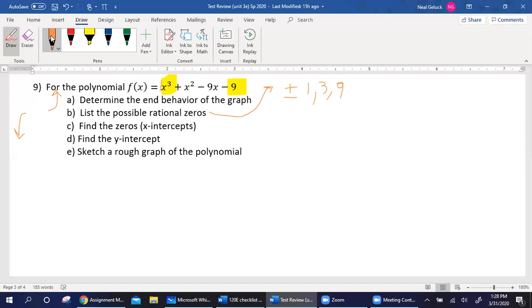For part C, find the actual zeros, which will also be the x-intercepts. This is where you have to start doing a little guessing and checking.